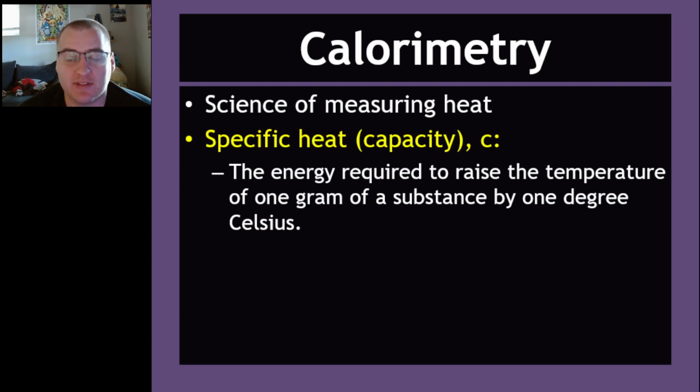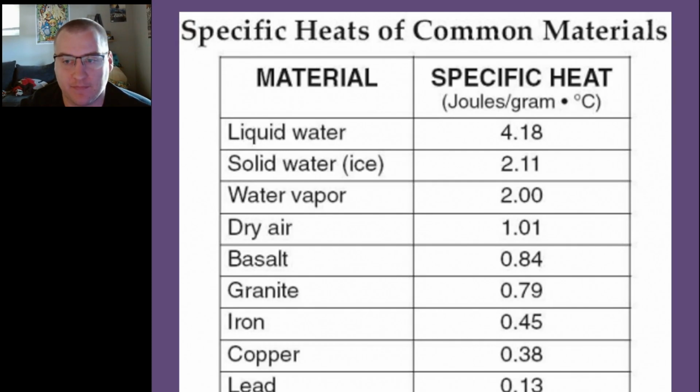Some substances have a very high specific heat. It takes a ton of heat to raise or lower their temperature, to change their temperature at all. Substances with a low specific heat are way easier to change in temperature. One thing you might remember from freshman biology is that one of the properties of water is that it has a very high specific heat.